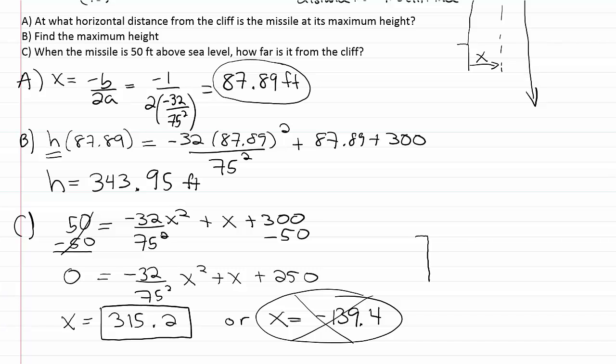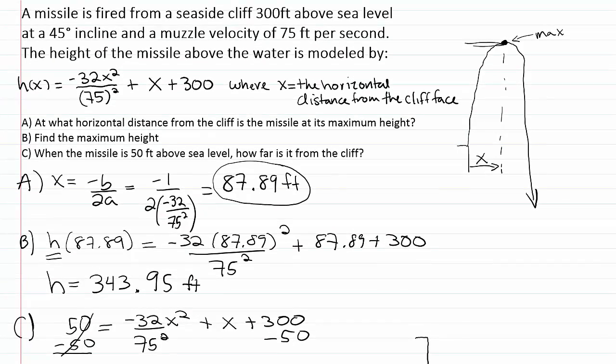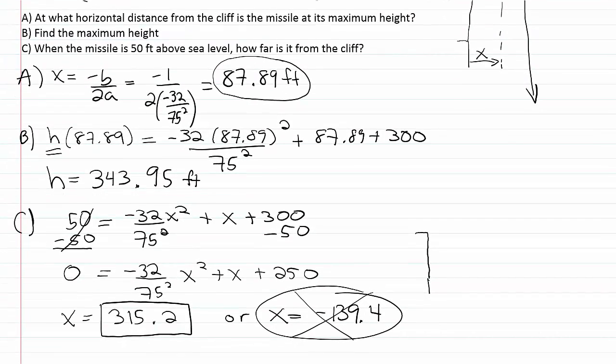So here we have the cliff face, right? And this cliff face, I don't know if they told us how far it was. Yeah, they said it was 300 feet above sea level. So we know that the height of this is 300 feet, right? That's how tall it is. So think about the fact that we're launching this missile into the air, it hits a peak and comes back down and splashes into the ocean, right?